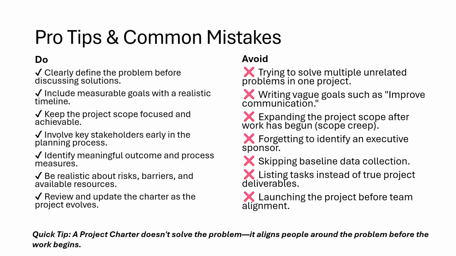Keep your project focused. One of the most common challenges in quality improvement is something called scope creep, where projects gradually become larger than originally planned. A well-defined scope helps prevent that. Finally, think carefully about how you'll measure success before you begin. If success isn't clearly defined, it's very difficult to know whether your improvement actually made a difference.